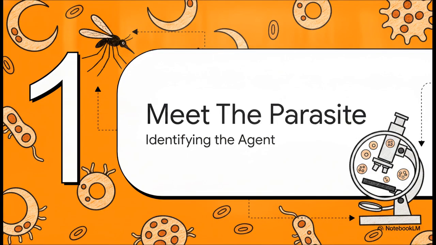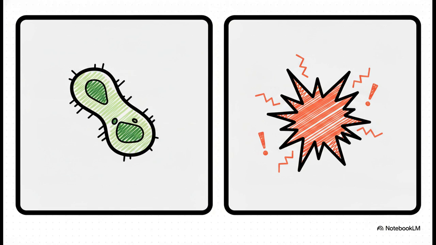Let's kick things off with Section 1, Meet the Malaria Parasite. There are several species out there, but your boards, and your wards for that matter, are going to heavily focus on two main culprits. First up is Plasmodium vivax. This is the most common and widely studied species. It causes benign tertian malaria, which basically means the patient's fever is going to spike every 48 hours.